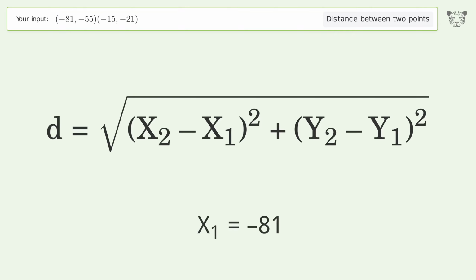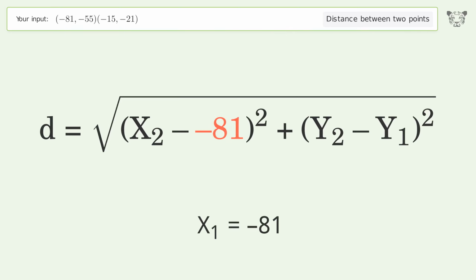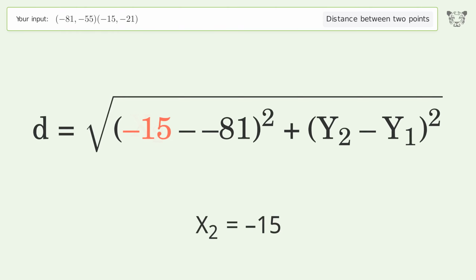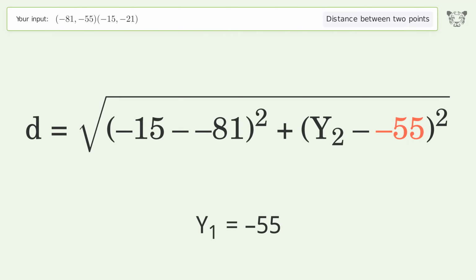x1 equals -81. x2 equals -15. y1 equals -55. y2 equals -21.